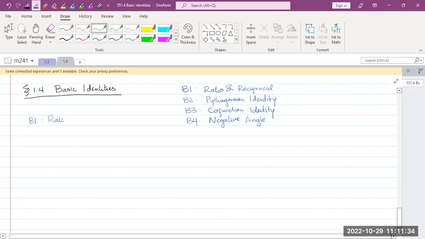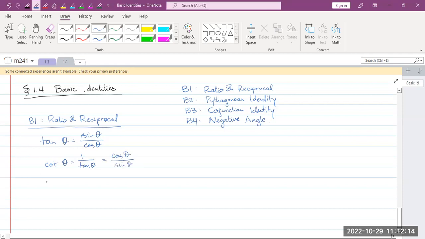Now I will first write them down and then prove whichever we can prove. For ratio and reciprocal identities, we know this already, so we don't even need to prove that. The first one is tangent theta equals sine theta over cosine theta. Cotangent theta is the reciprocal of tangent theta, and therefore we can also see that as cosine theta over sine theta. Secant theta is the reciprocal of cosine theta, while cosecant theta is the reciprocal of sine theta.